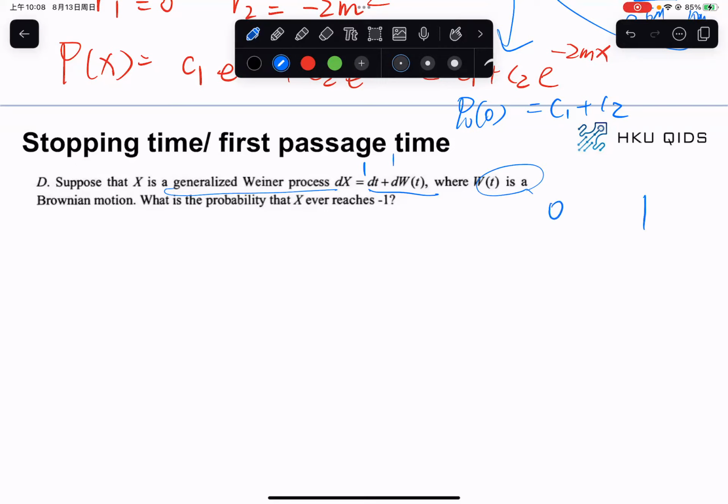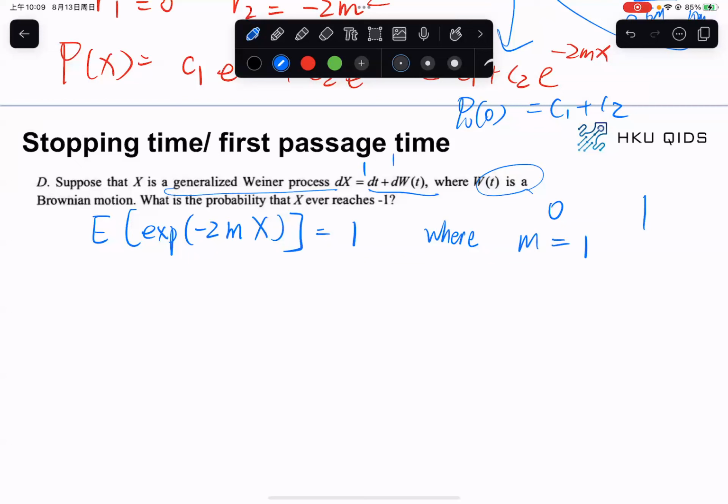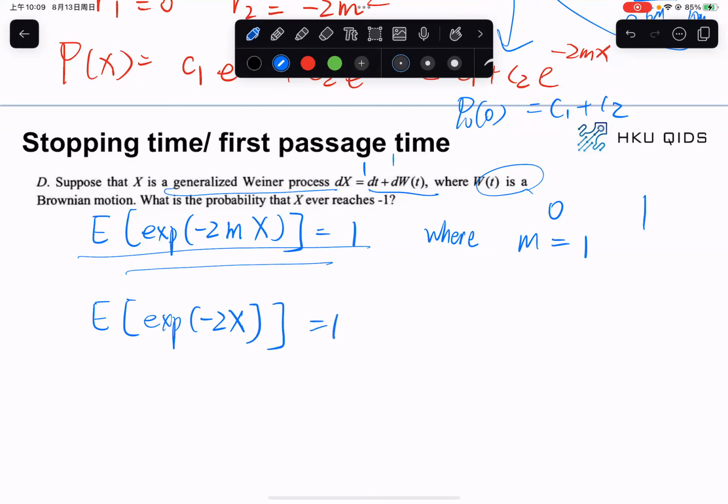Okay, so what's the probability that x ever reaches -1? Again, we can use the equation: expectation of exponential -2mX equals 1, where in our example, m equals 1, right? Please remember this equation. It is quite useful for solving a lot of questions. And then we have exponential -2X equals 1.